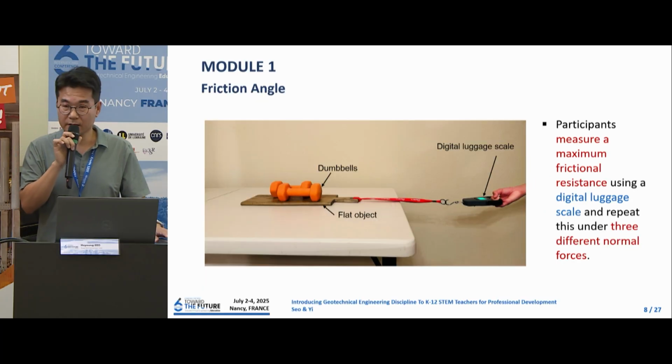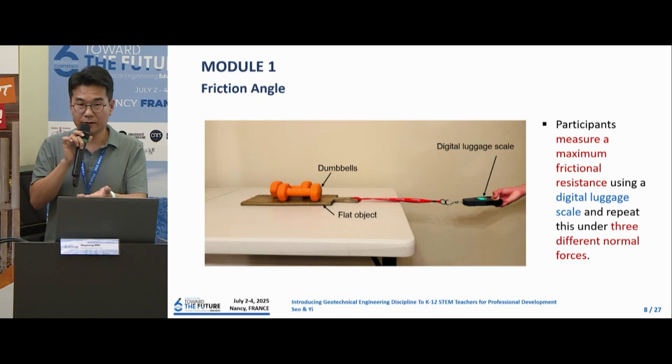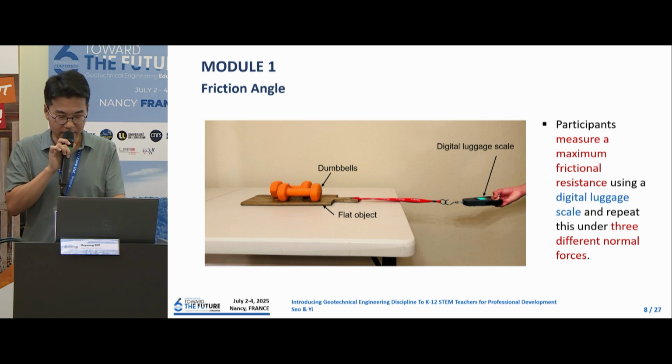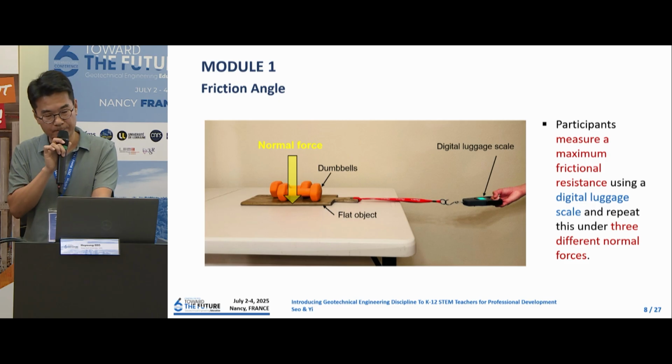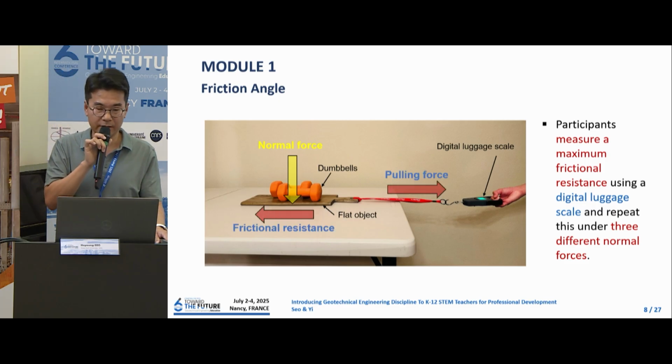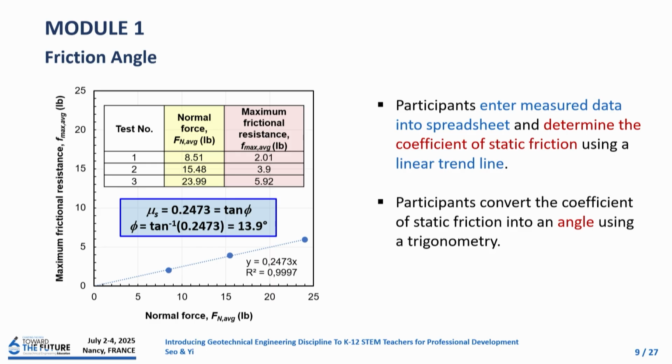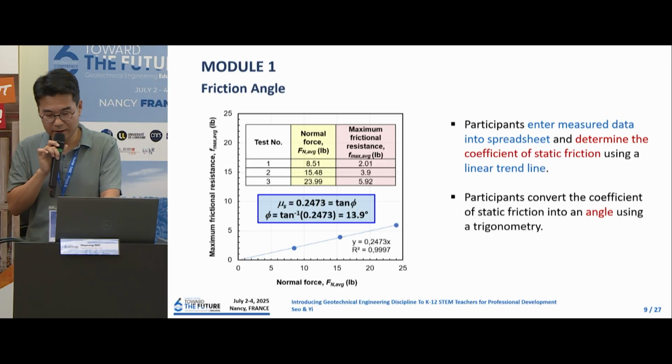I bought this digital luggage scale online and brought a couple of dumbbells and a flat object, a cutting board. Participants measure the weight of the dumbbells and the flat object, and then using the digital luggage scale, they measure frictional resistance. They repeat this activity 3 times, enter these values into a spreadsheet program, perform regression analysis, determine the friction coefficient, and then convert that into an angle. We name that angle the friction angle.